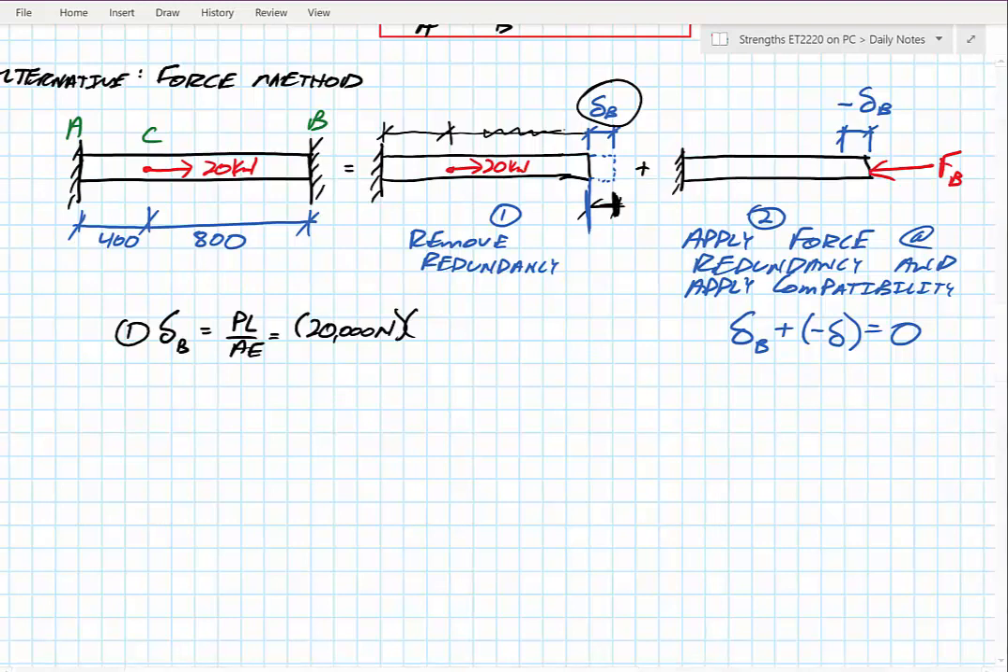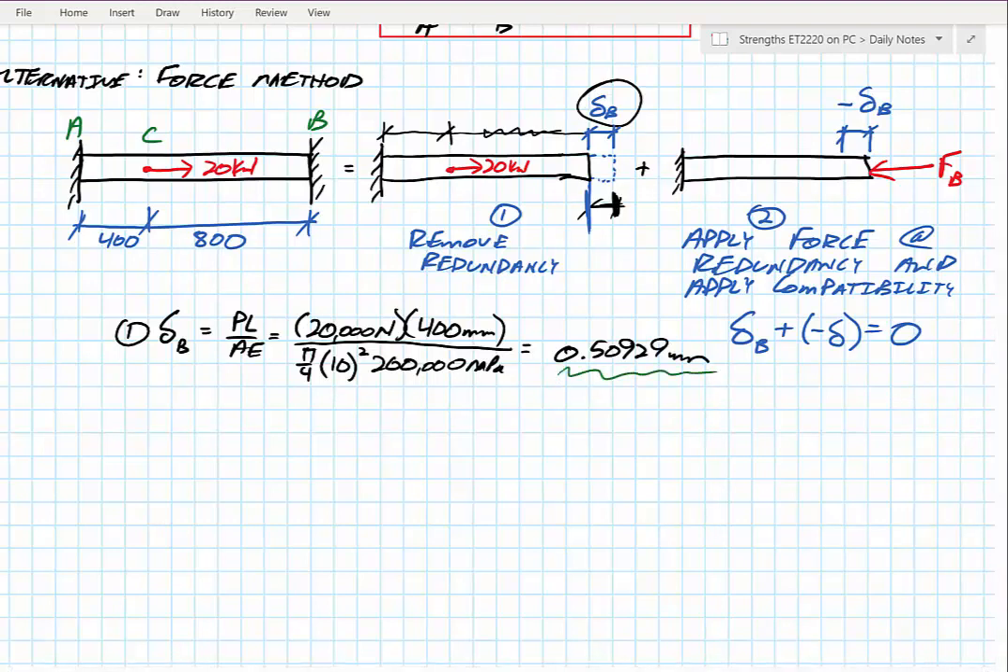So that part's just kind of going along for the ride. The overall length here is 400 millimeters. It's not the 1200, but only the 400 is the part that's actually growing in length. Hopefully that makes sense. Where that collar is applied, to the left is the only part that would be stretched. Cross-sectional area, pi over 4, 10 squared. This one I'm putting in the area, so I need to know that diameter. E for steel is 200,000 megapascals. If I plugged all that in, I end up with 0.50929 millimeters. So that's my total change in length if I removed my redundancy.